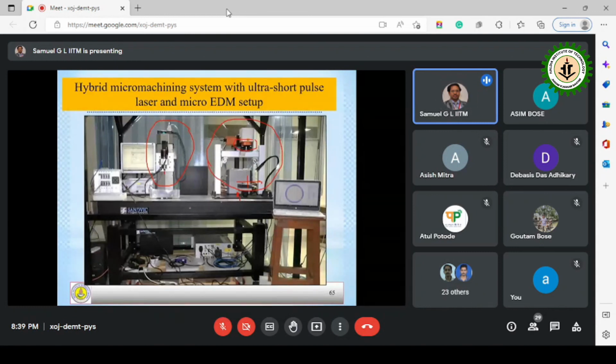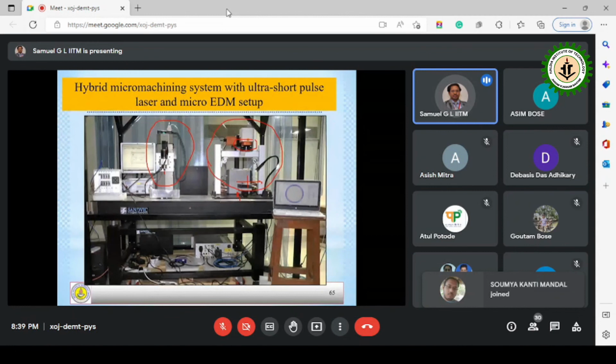But now, why did we make this a hybrid process? It's because, see, usually when we talk about femtosecond laser, it's a very neat and precise cut, but the material removal rate is comparatively lower when compared to picosecond, nanosecond and microsecond lasers. Then how do you compensate for it?